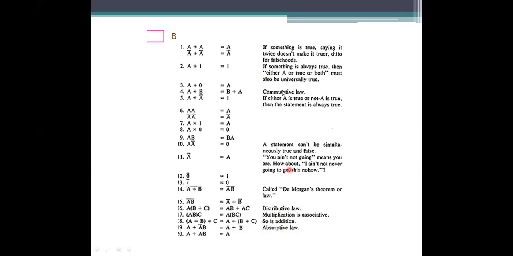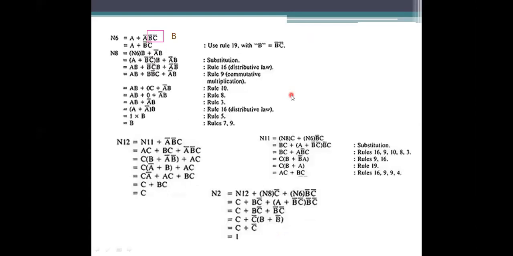So here, what is the B here? B bar plus C bar. A plus B, how am I specifying it? Using rule 19, I used B with B bar and C bar and replaced it with this one. So that is the first reduction. And coming to the next reduction, 9.